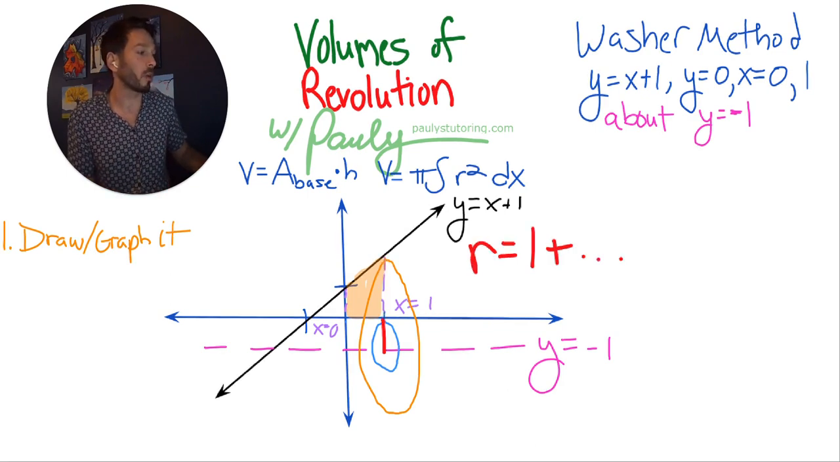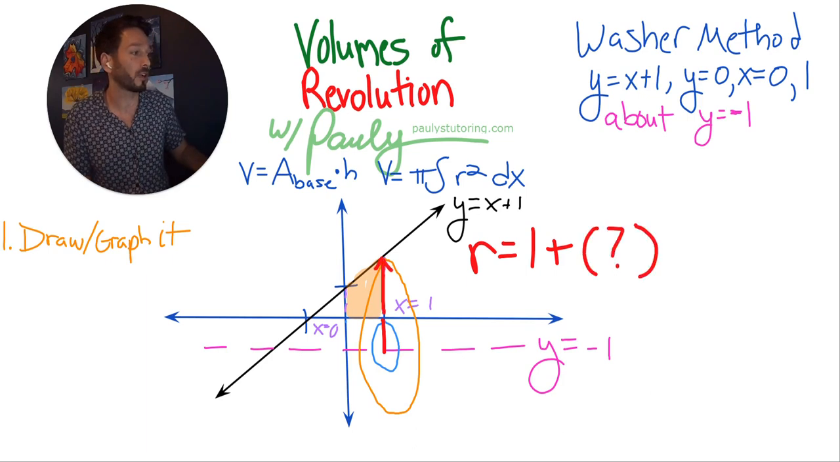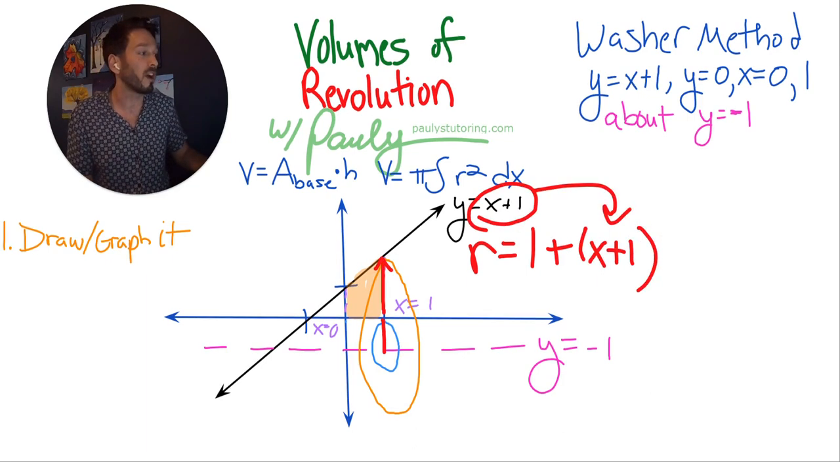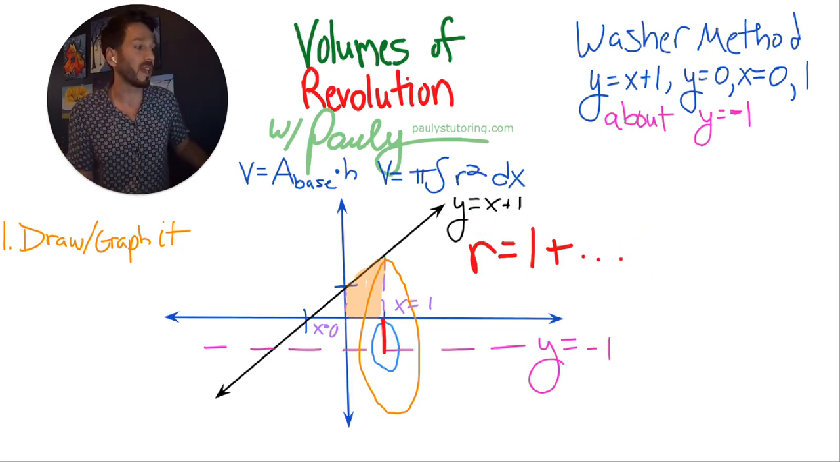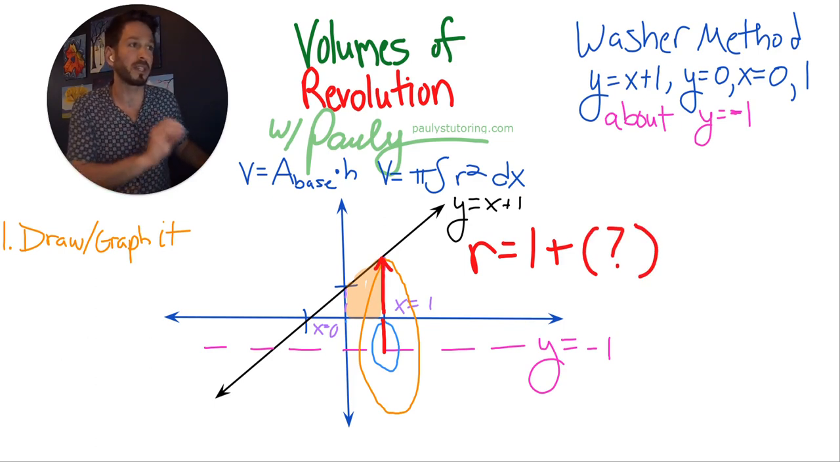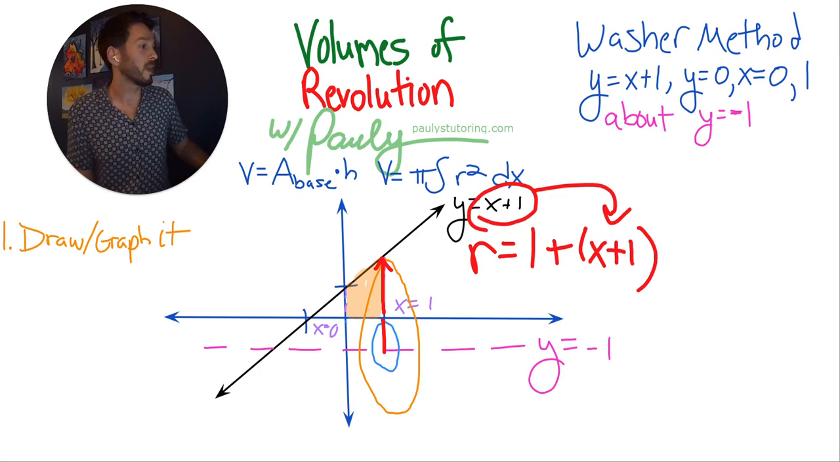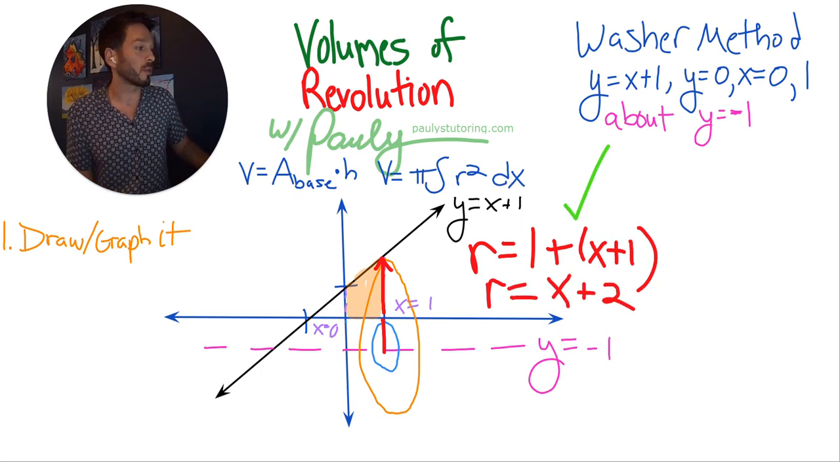So what is our big R? Well, it's going to be that small part there between y equals -1 and the x-axis. So that's 1. And then it's going to be from the x-axis to our black curve, so that's going to be our function, x plus 1. Now, normally before, when we were revolving around the x-axis, it would have just been y equals 0, so it would have just been our curve, x plus 1. Well, now it's that extra distance there, that 1. So you have to be very explicit about the distance that you are measuring. So there is our big radius, R equals x plus 2.